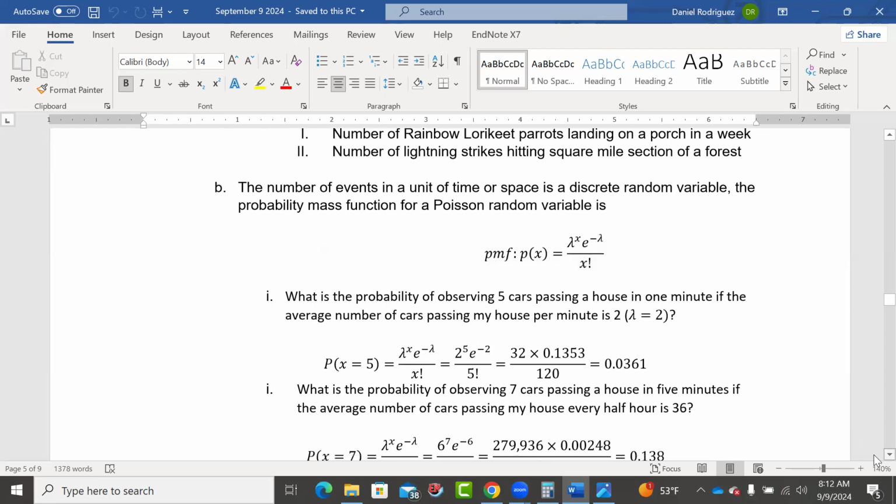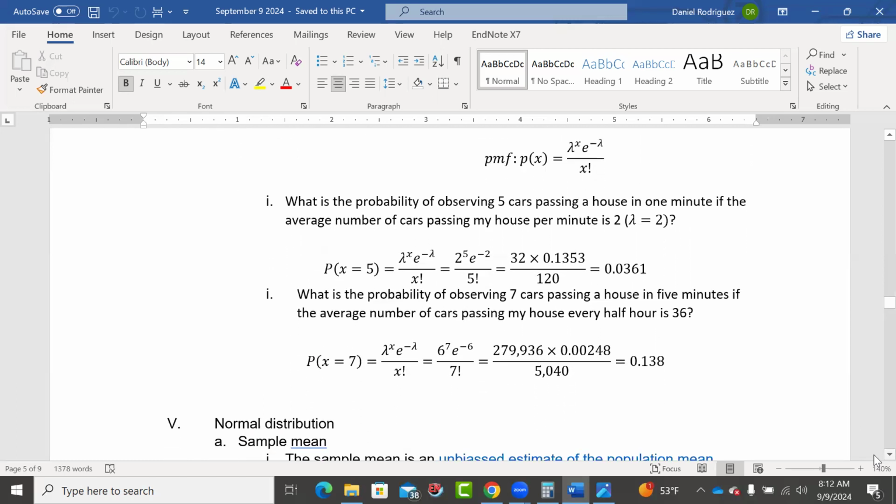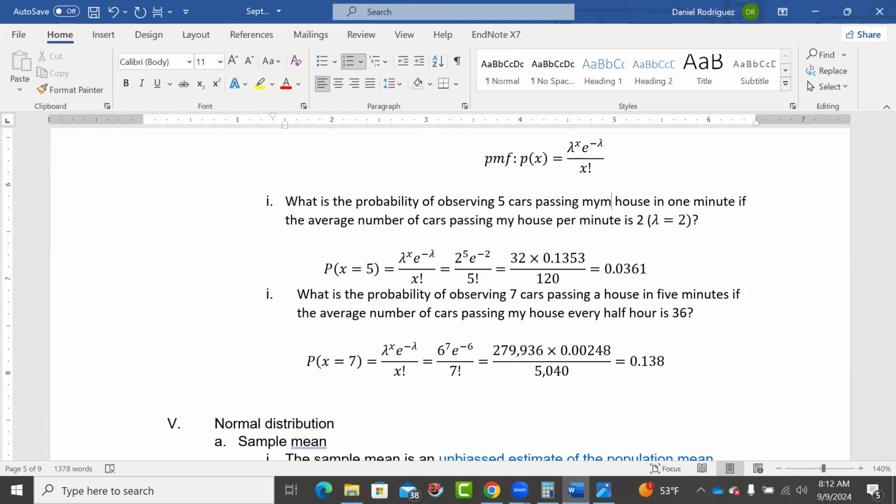So let's do one, okay? What's the probability of observing 5 cars passing a house in 1 minute if the average number of cars passing my house per minute is 2? So this is my lambda, 2 per minute, right? So I have my lambda and I just plug it into the equation. So it's 2 and we want x is equal to 5, right? So that's our variable here.